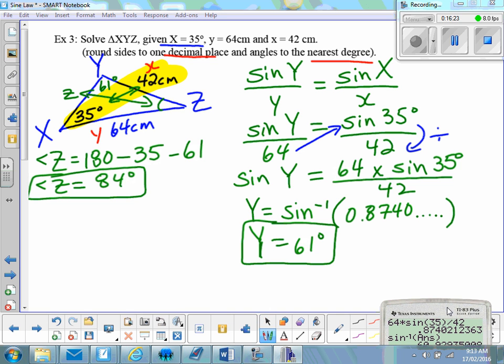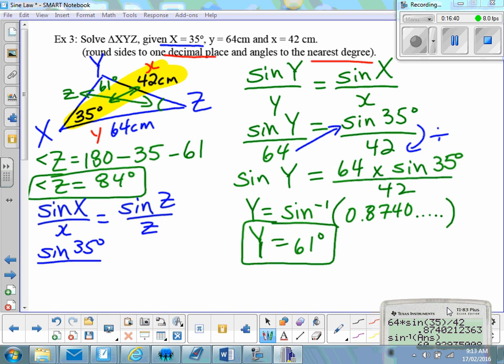So if I write those fractions, I'm going to use the x's with the z's. So an angle x is 35, sine 35, over side x is 42. Angle z I just found was 84, so sine of 84 over, and side z is what I'm trying to find.